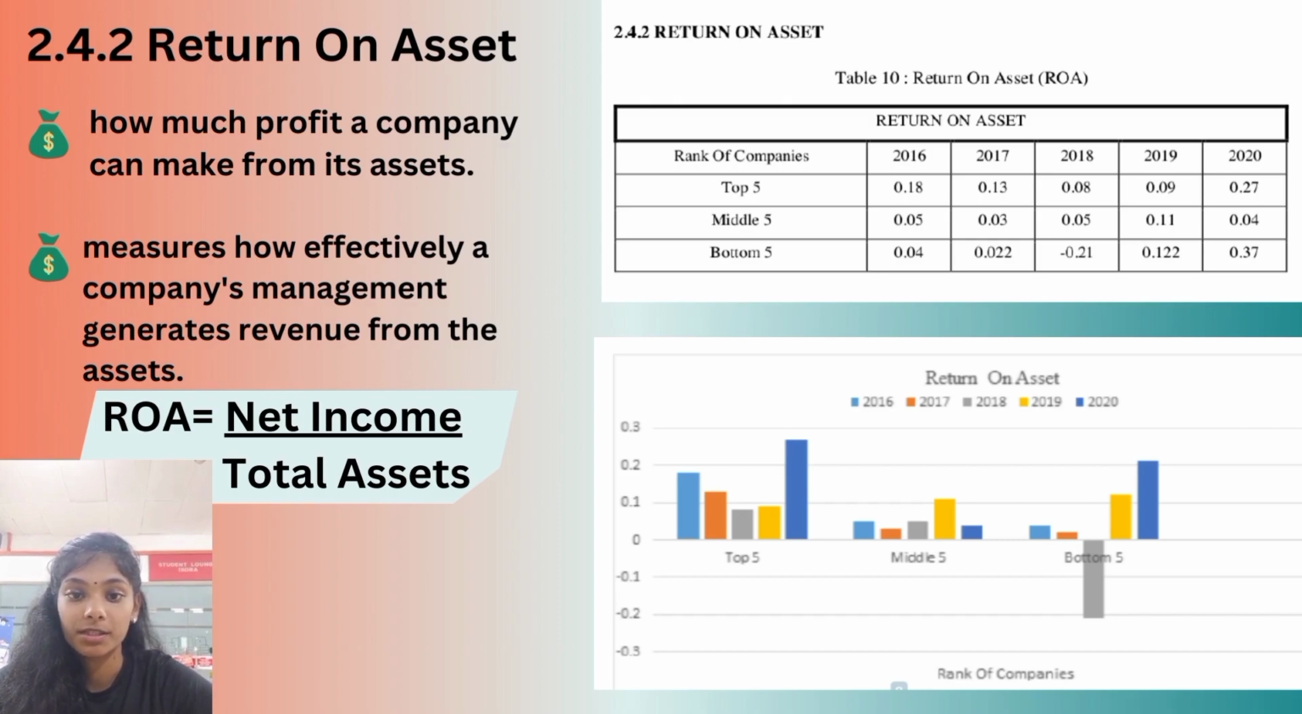Finally, the bottom 5 companies show the increase in ROA from the year 2016 to 2017, which is 0.04% and 0.022% respectively. The percentage of ROA dropped drastically to negative 0.21% in 2018 and later on increased to 0.122% in 2019. The ROA in 2020 was 0.37%.